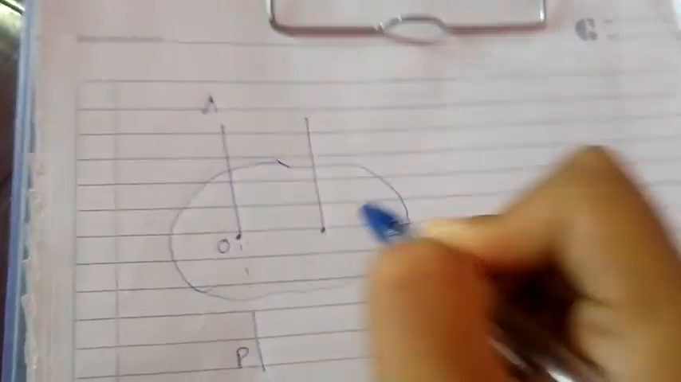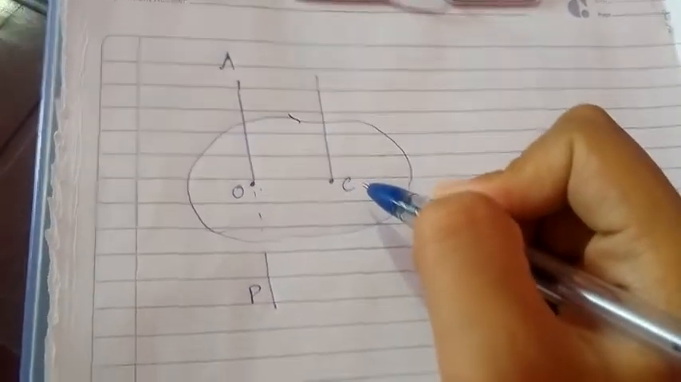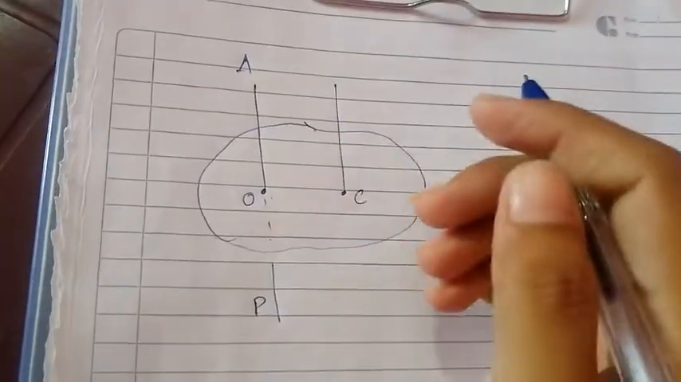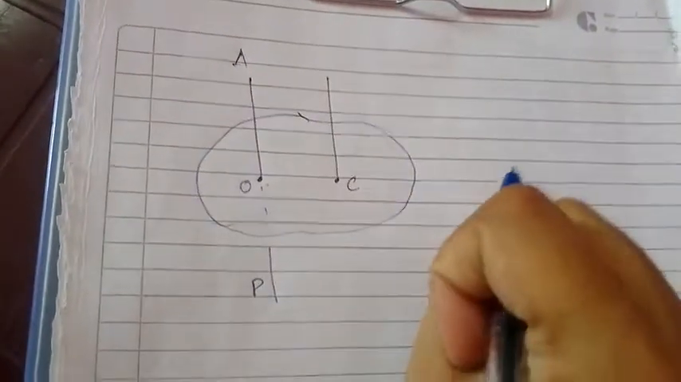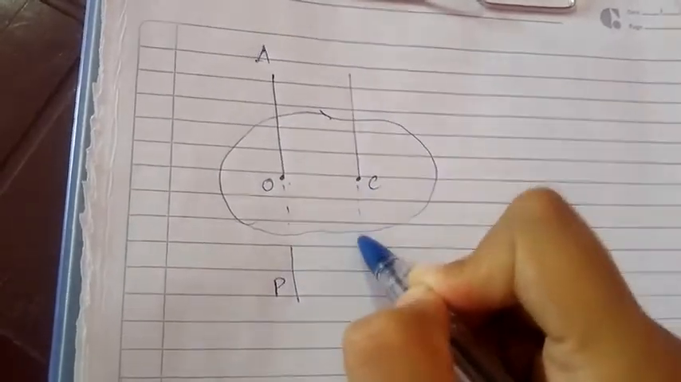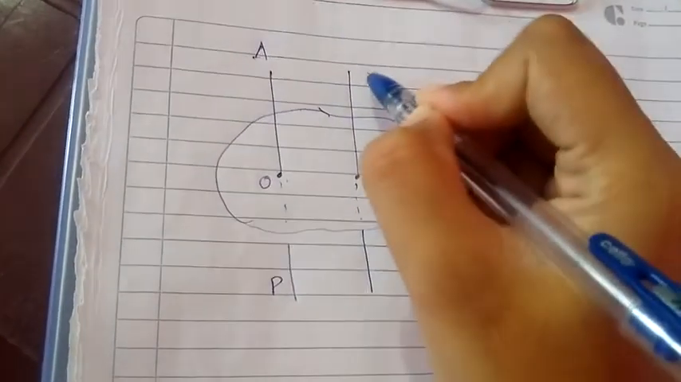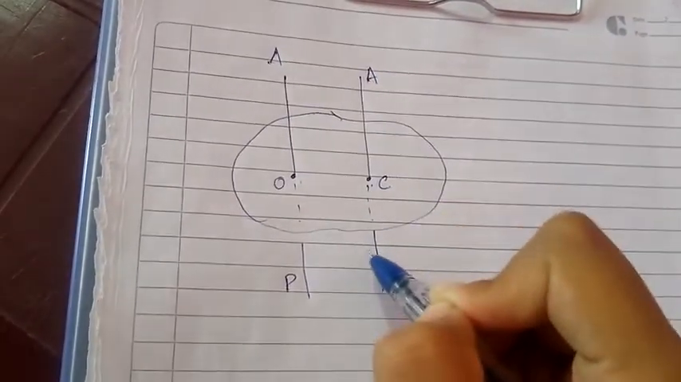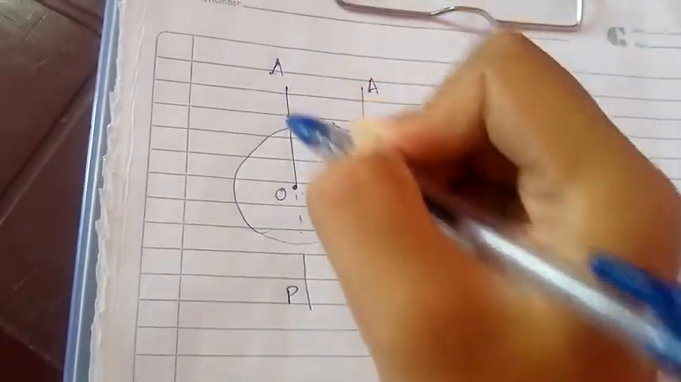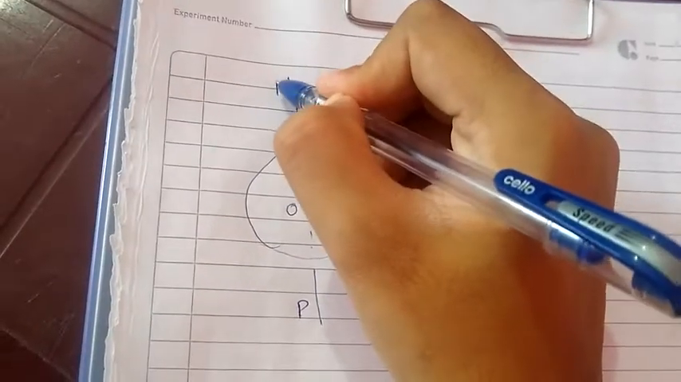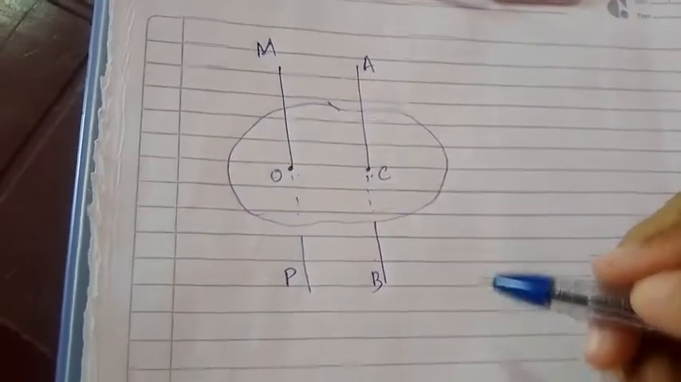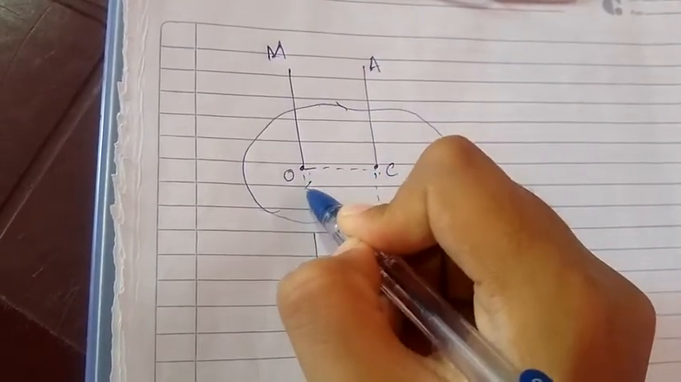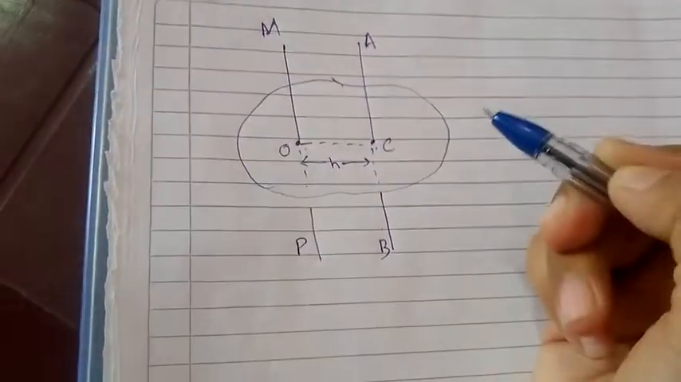So what is center of mass? Center of mass is the position or the point of an object at which the whole mass of that object is supposed to be concentrated. If C is the center of mass, then we will consider an axis ACB passing through the center of mass. So this axis was AOP and this is ACB. Now we will join these points first. This distance is small h.